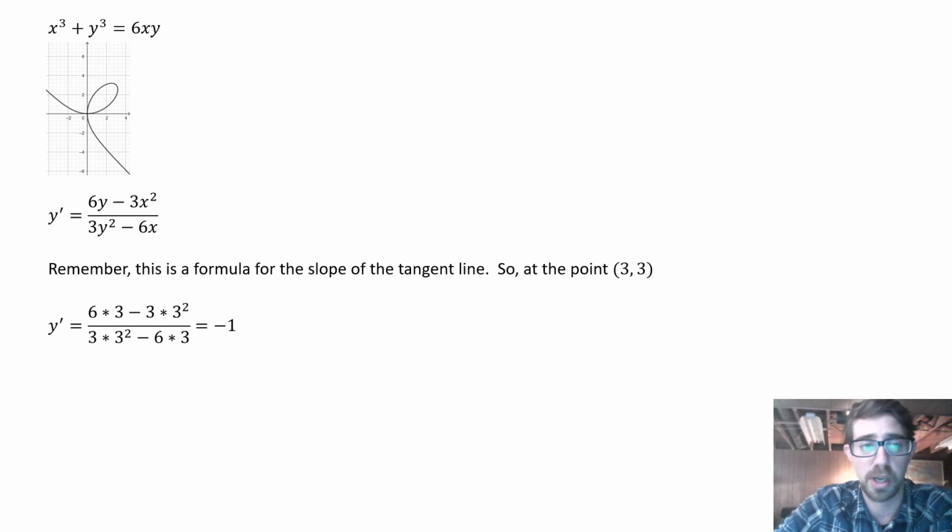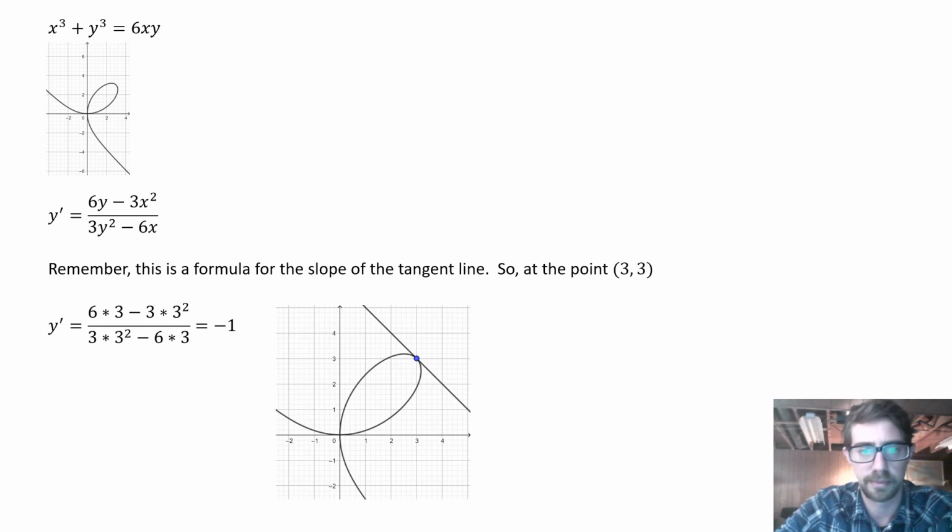So you just punch 3, 3 into that y prime. You get 6 times 3 minus 3 times 3 squared over 3 times 3 squared minus 6 times 3. So those are just negative of each other. So that slope indeed turns out to be -1. And that's what that looks like. So verify that that looks right? That looks like a tangent line.